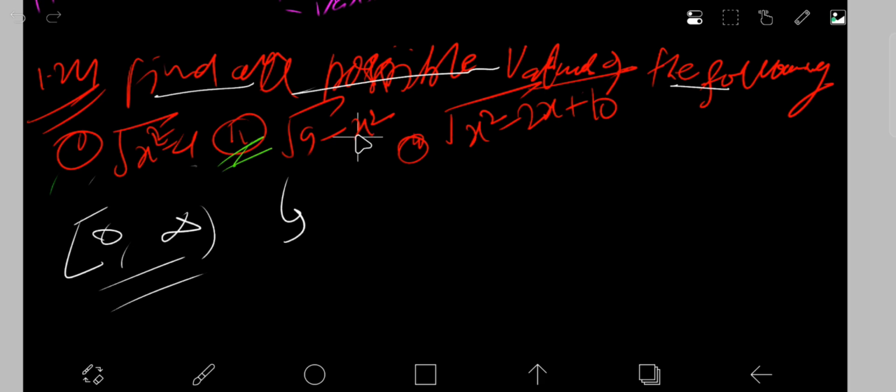In the second, similarly, 9 is the highest value. When this one is 0, this gives the highest value. When this is 0, it gives the least value. So the highest value is 9, which means the square root is 3, and the lowest value is when we take 3, then this gives 0, so 0 to 3.